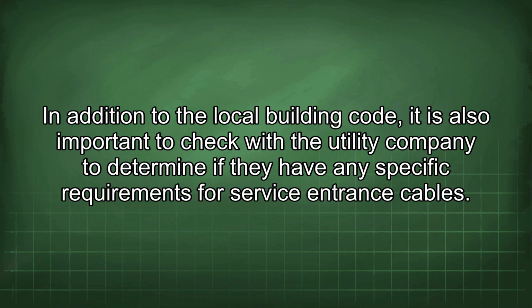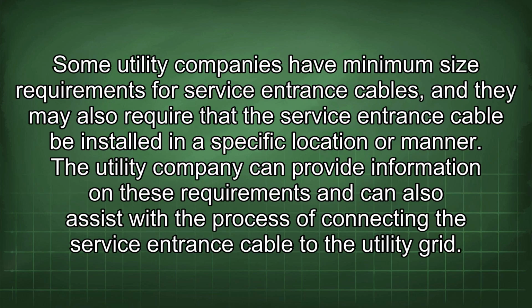In addition to the local building code, it is also important to check with the utility company to determine if they have any specific requirements for service entrance cables. Some utility companies have minimum size requirements for service entrance cables, and they may also require that the service entrance cable be installed in a specific location or manner. The utility company can provide information on these requirements and can also assist with the process of connecting the service entrance cable to the utility grid.